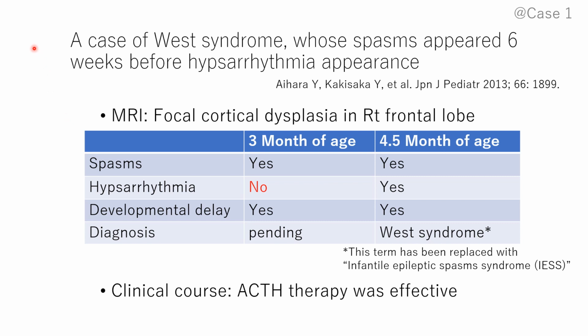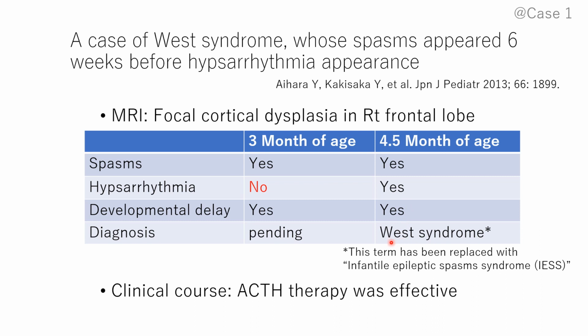So case 1 is a case of West syndrome whose spasm appeared 6 weeks before hypsarrhythmia appearance. Brain MRI of the patient showed a focal cortical dysplasia in the right frontal lobe. At the age of 3 months, the patient showed a spasm and a developmental delay, but no hypsarrhythmia was confirmed in the EEG. So at this point, diagnosis of West syndrome was pending. But 6 weeks later, at 4 months, hypsarrhythmia appeared, so the patient was diagnosed with West syndrome.